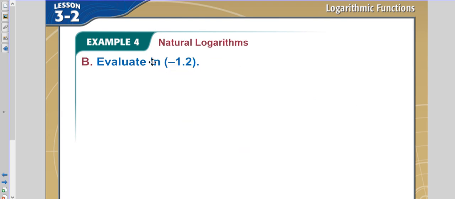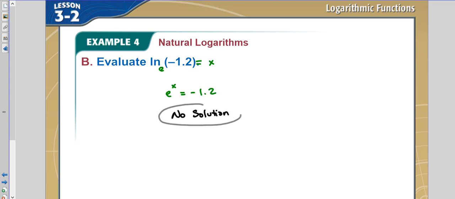Now here, again, I have a base of e. I need to set this equal to x. E to what power equals negative 1.2? The answer is no solution. Again, you cannot have a negative x value for your answer. It's just not in the domain. So we're not going to have any solution here.